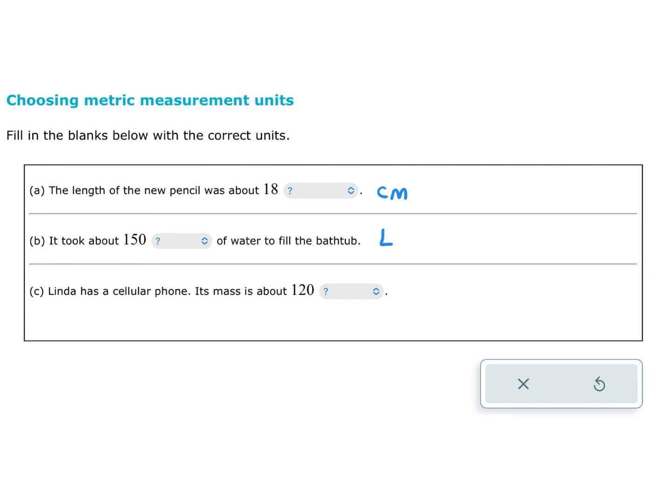And C says Linda has a cellular phone. It has a mass of about 120 blank. And our units are going to either be grams or kilograms. 120 kilograms would be a very heavy cellular phone, so it would only be grams.